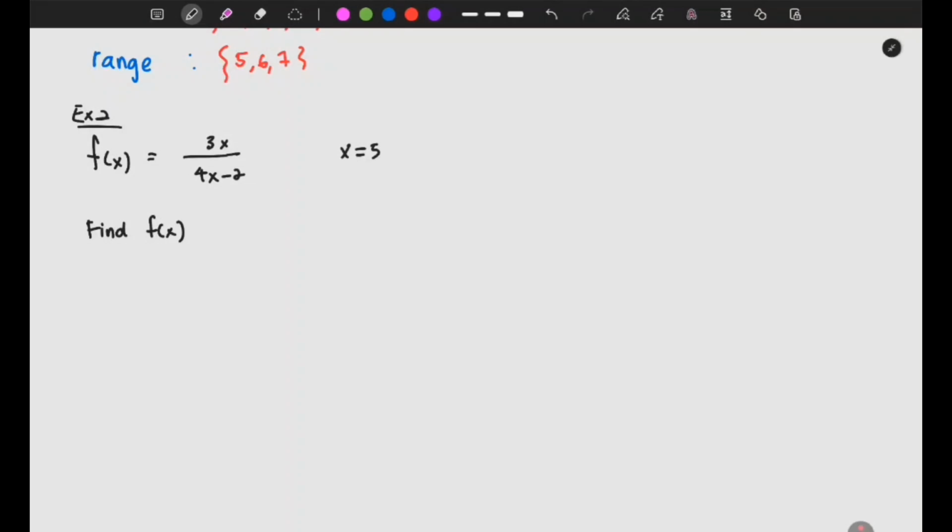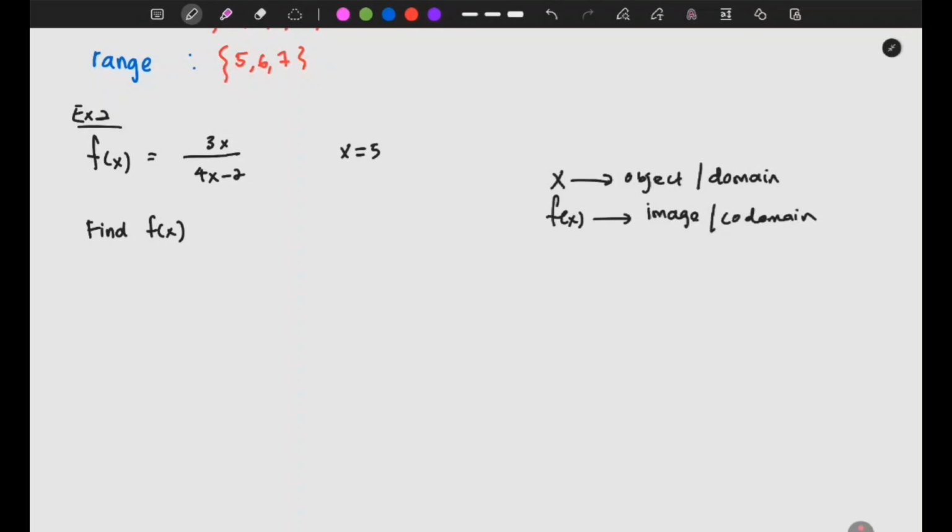First, understand. As I say, x represents your object, f(x) represents your image. Sometimes they call this the domain, and they call this the codomain. Don't forget the other names, they also use that. So they give you f(x) and they give you x is equal to 5, and they ask you to find f(x).